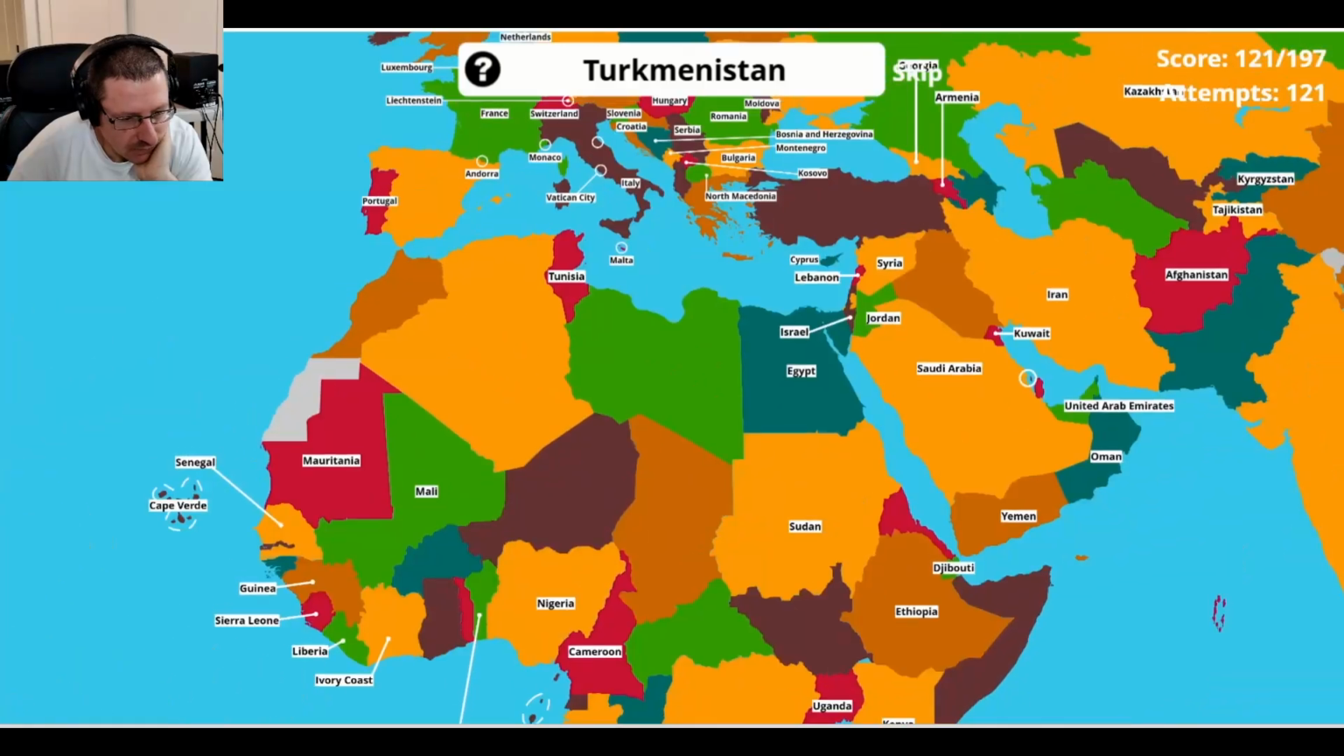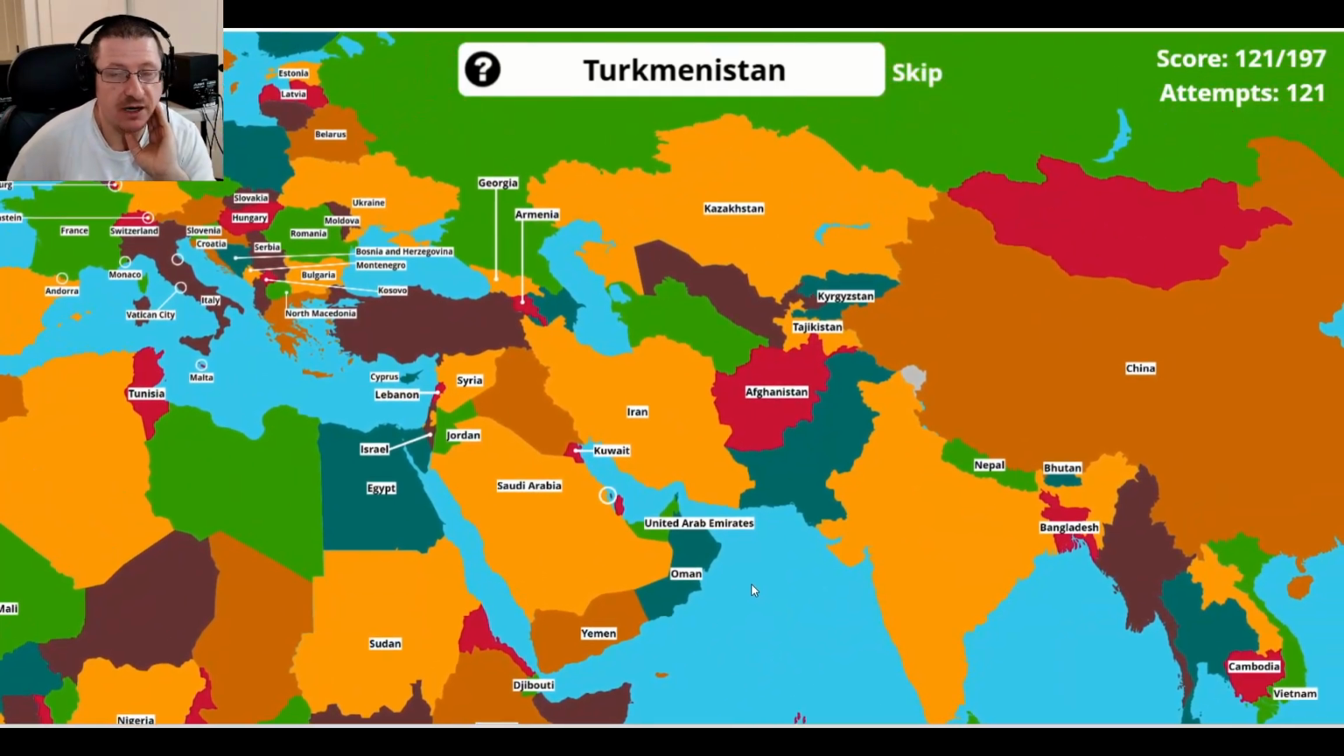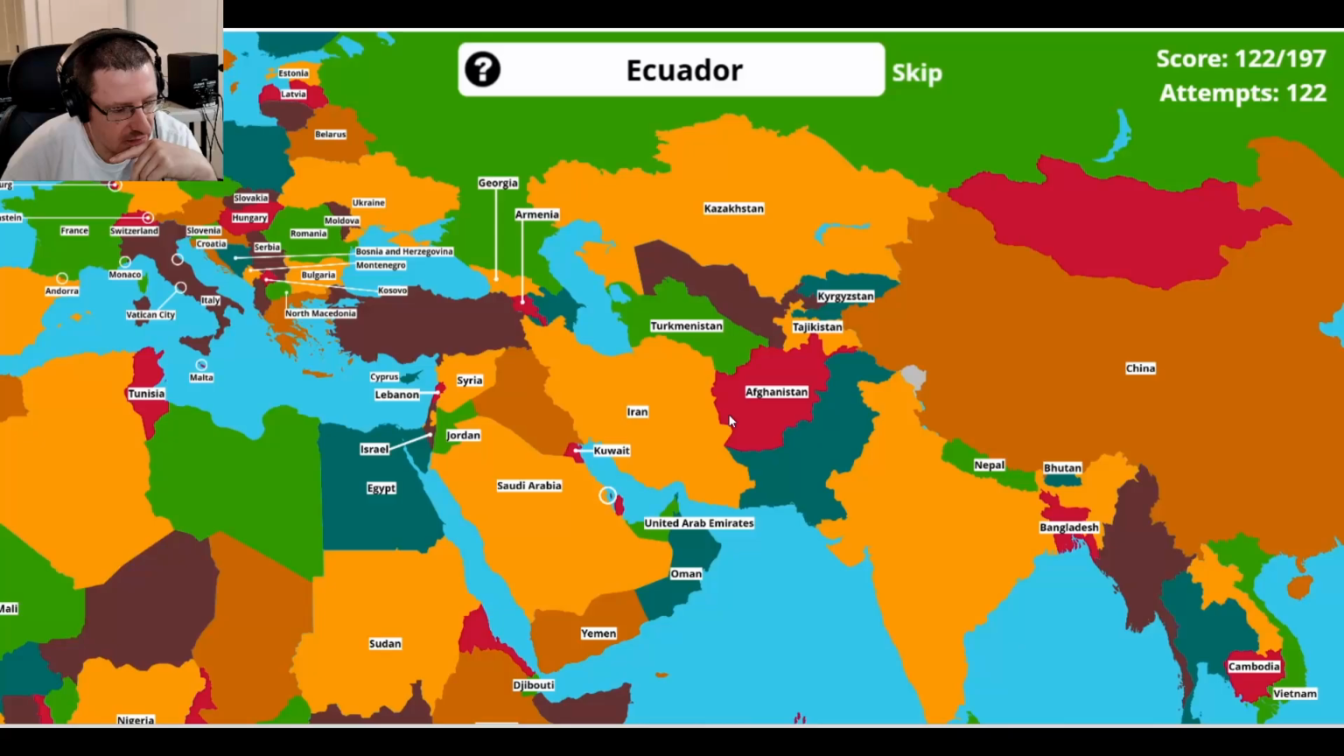Turkmenistan. Remember, it's where all the stans are. If you hear anything with stan, it's going to be located right here in this chunk of land. Was it Middle Asia or something? I don't know what they call this section right there. I think this is the Middle East. This might be Middle Asia. I don't know. These are the stans. Turkmenistan. Right here. It's one of the least visited countries in the world.